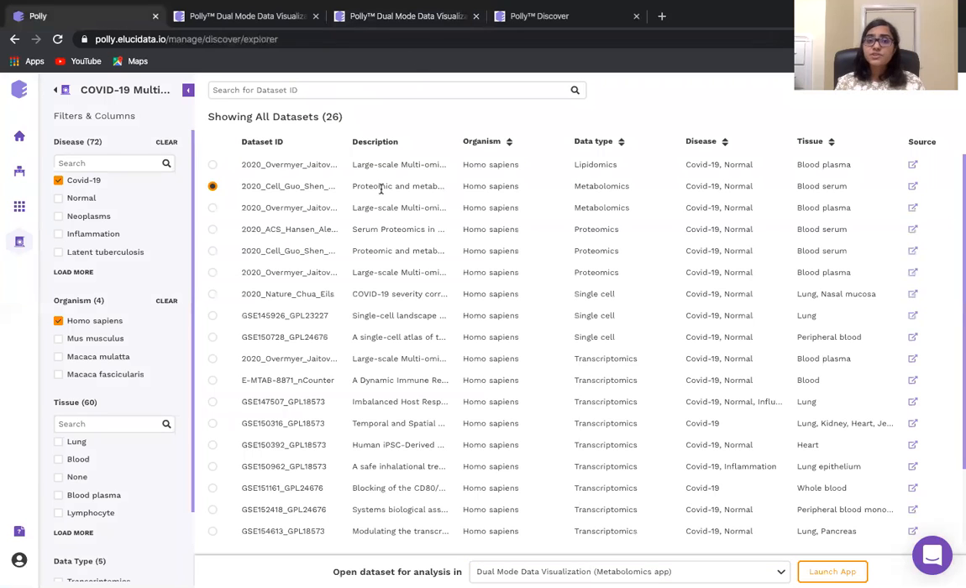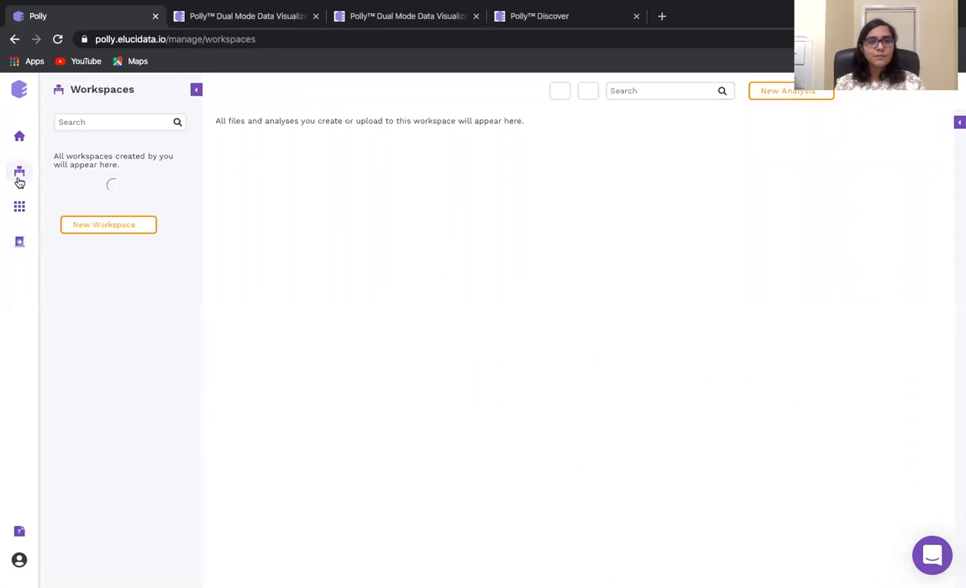As I showed you earlier, you can either do the analyses in a point-and-click fashion in an application, or you can open these in a notebook and write your own code. My colleague is a data scientist and he prefers to do his analyses in a notebook. So to look at the analyses of a colleague, I can go to my workspaces and filter for the notebooks that my colleague has shared with me. I can see all of the notebooks that he had generated.